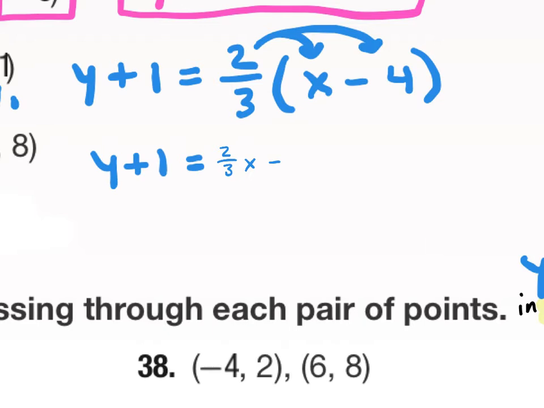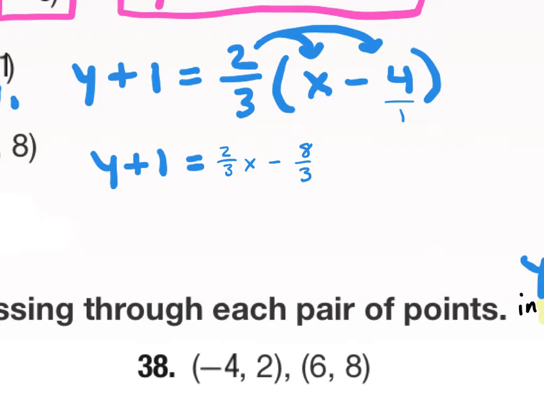How do we multiply 2/3 times 4? Put a 1 under the 4 and just multiply the numerators together and the denominators together. So 2 times 4 is? 8. And 3 times 1? 3. Perfect.